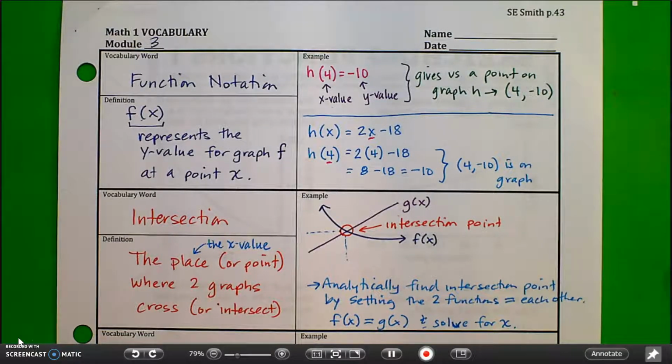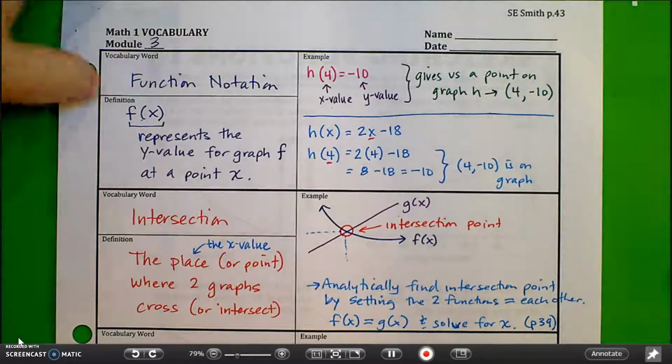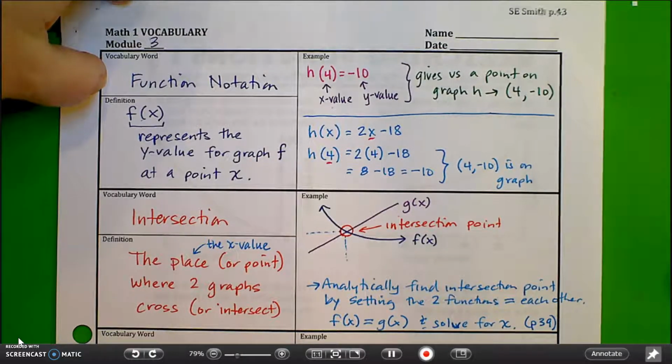The problem's on page 39 in your packet. That's a whole page of solving for an intersection point analytically. So you can try that page as an example, and then you can check the answers with the answer key on Canvas.